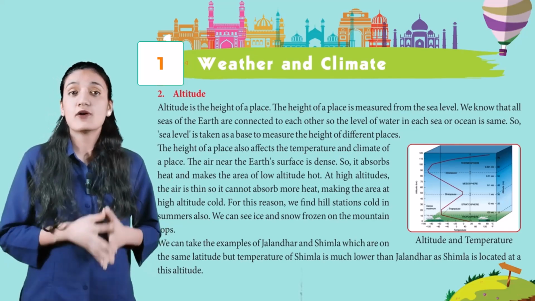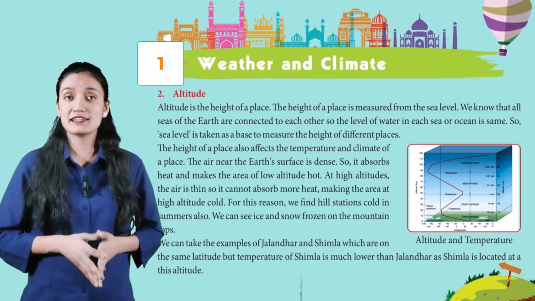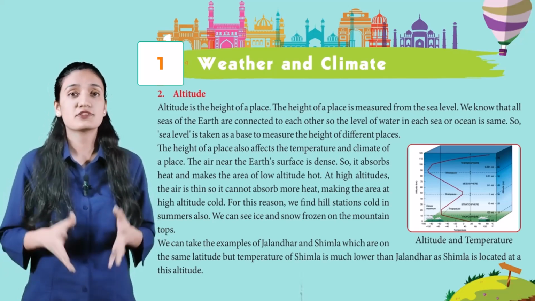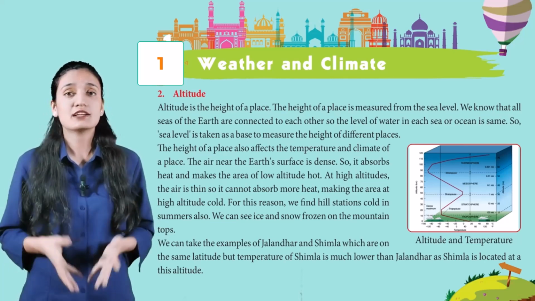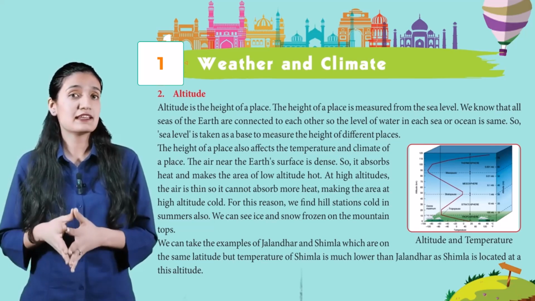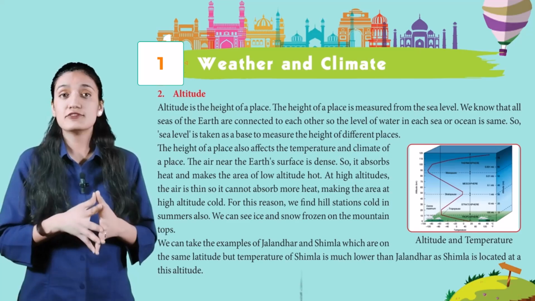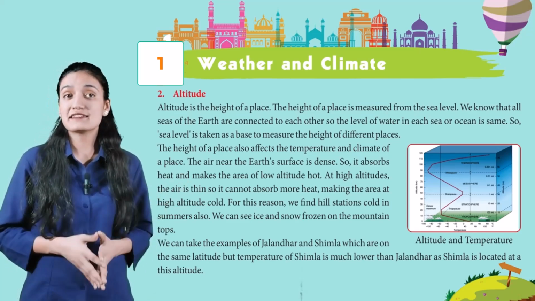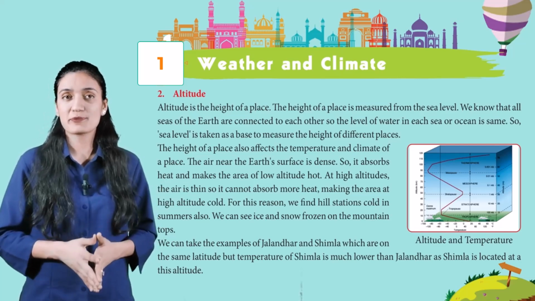The height of a place also affects the temperature and climate of a place and makes the area of low altitude hot. At high altitudes, the air is thin, so it cannot absorb more heat, making the area at high altitude cold. For this reason, we find hill stations cold in summers also. We can see ice and snow frozen on the mountain tops.